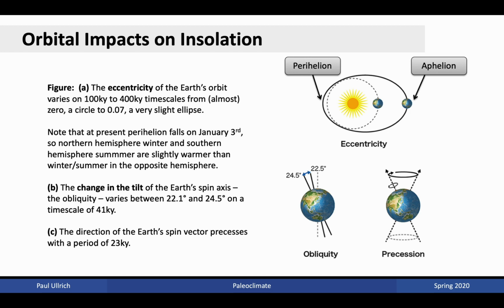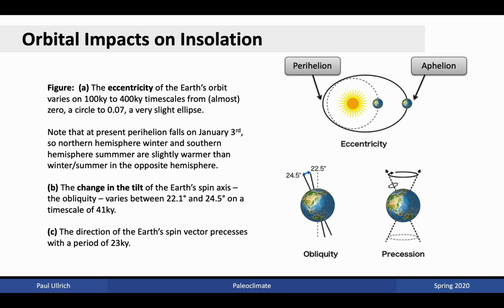We actually saw that earlier in this class when we talked about insolation received on the planet as a function of season. The second orbital parameter that's important for determining insolation is the change in tilt of the Earth's spin axis. This is known as the obliquity, and it varies between 22.1 degrees and 24.5 degrees on a timescale of approximately 41,000 years. The final orbital parameter is the direction of the Earth's spin vector, and this is associated with a precession of the spin vector with a period of approximately 23,000 years.